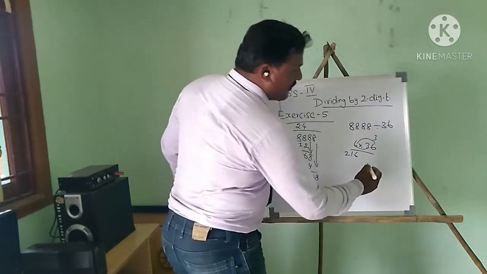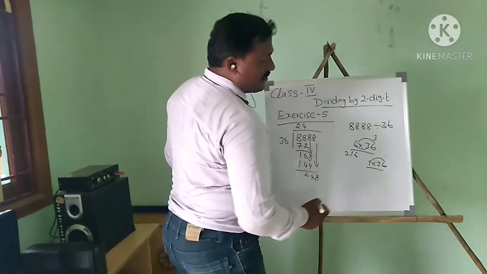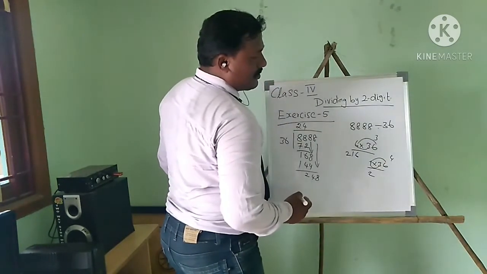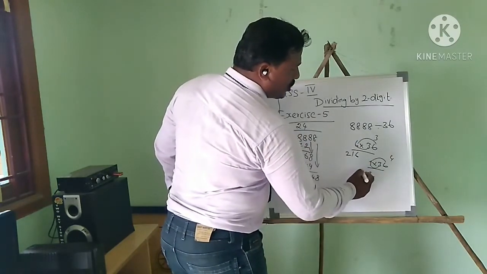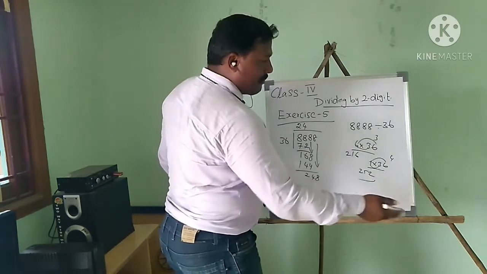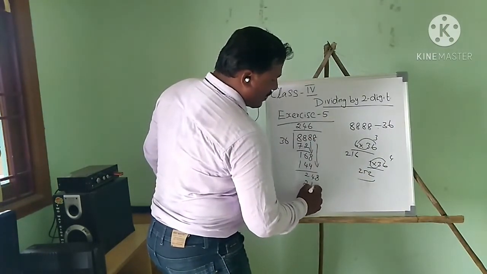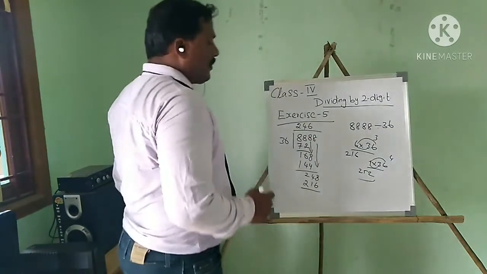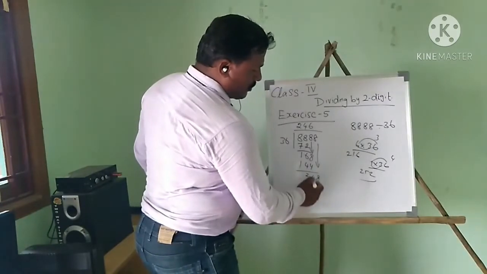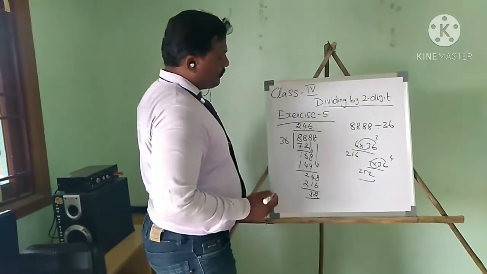Suppose I will take 7 times. 7 into 36: 6 sevens are 42, remainder 4. 3 sevens are 21 plus 4, 25. So 252. Compared to 248, this is big. So I will take 6 times. So 6 times 36 is 216. So I will subtract: 8 minus 6, 2. 4 minus 1, 3. So 32 is the remainder.